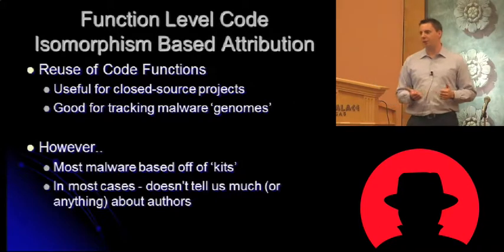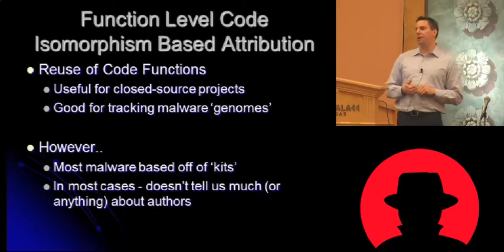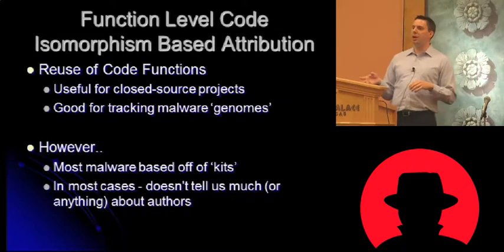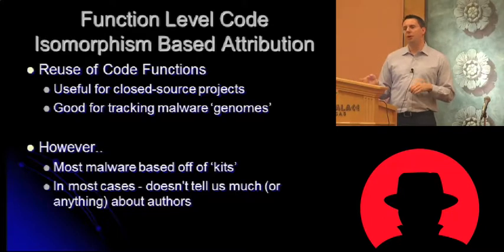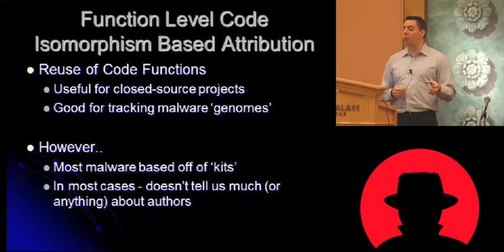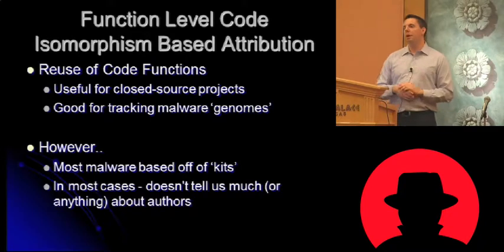Okay, so how can we use this for attribution? Well, the obvious use case is through reuse of code functions. This is particularly useful for closed source projects where we don't necessarily have access to the source code, where we're pretty sure that the malware is not based off of any kind of commercially available malware kit such as Zeus. And it's very good for tracking the progression of malware and related malware as people further develop malware.